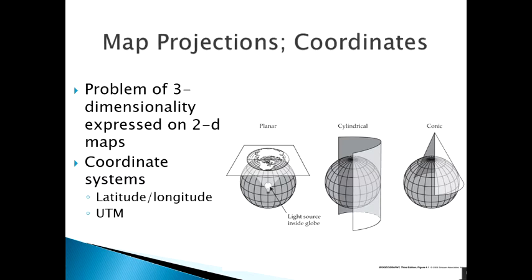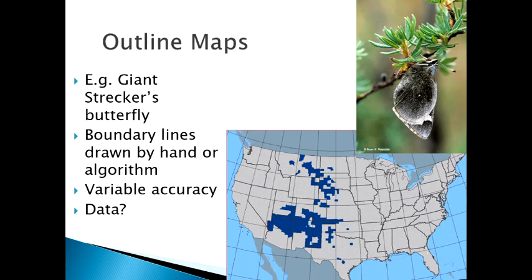This slide is just a quickie review for most of you. I presume that in some of your geography classes, you've had discussions of coordinate systems, the problems of presenting three-dimensional space in a two-dimensional map form. Just keep that in the back of your mind as we're going on. How can we present these things?